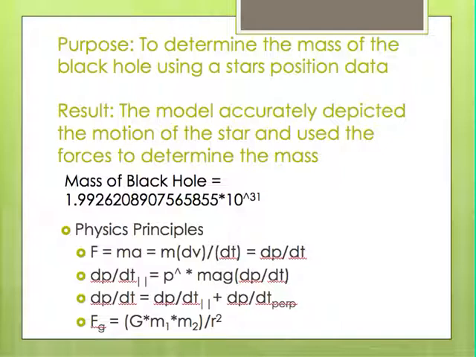Next, I found that dp/dt parallel is equal to p hat, the direction of the momentum, times the magnitude of dp/dt. Then I found that dp/dt is equal to the dp/dt parallel component plus the dp/dt perpendicular component, which you can add together to find the total force, which is also, as we discussed above, equal to F net. The final equation that I used was F sub g is equal to G, 6.67 times 10 to the negative 11th, times mass 1, in this case the mass of the star, times mass 2, the unknown mass of the black hole, divided by r squared, in which r is the distance between the two.